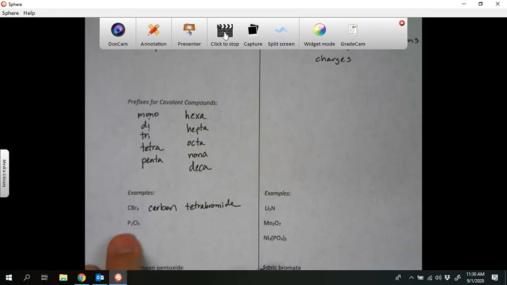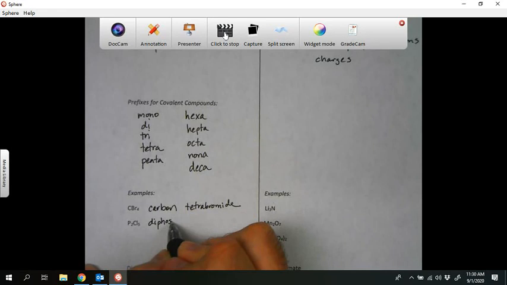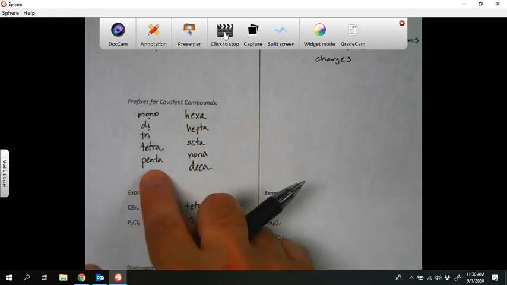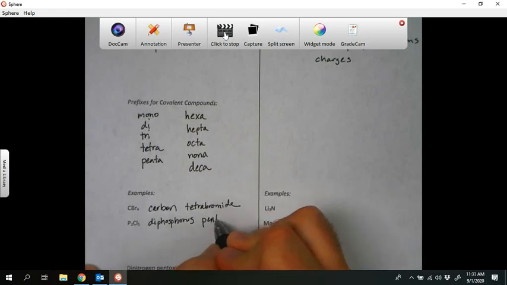This one, P2Cl5, we have 2 P's. P is phosphorus. There's 2 of them, so we have to put di, so it becomes diphosphorus. Notice that we do not change the ending. And the second part, we have 5 chlorines. Well, chlorine in the second element is the ide ending, so we have chloride, and we have to put the prefix for 5, which is penta. So diphosphorus pentachloride.